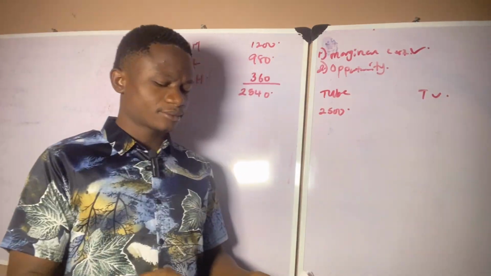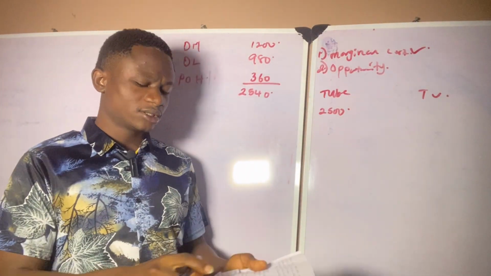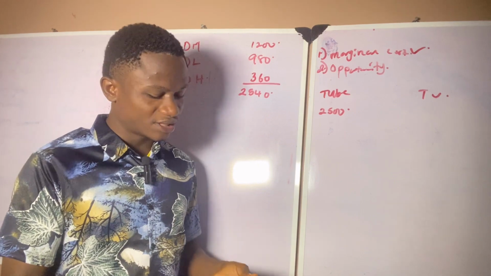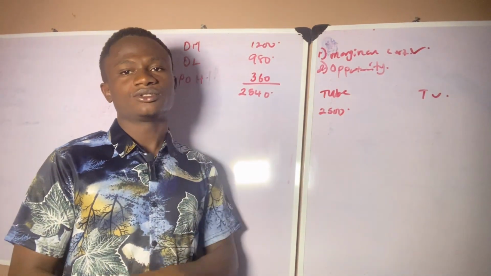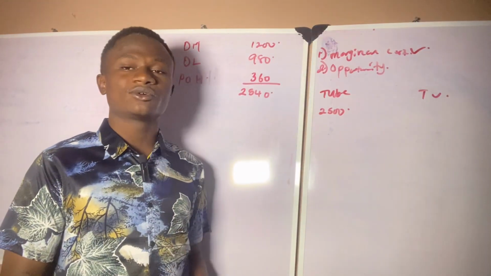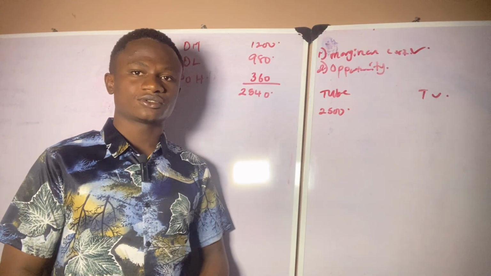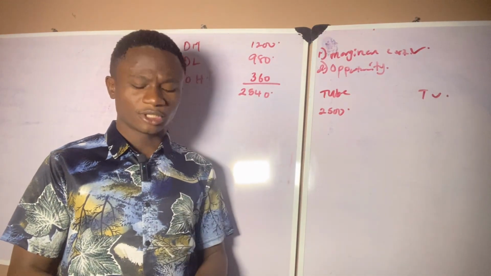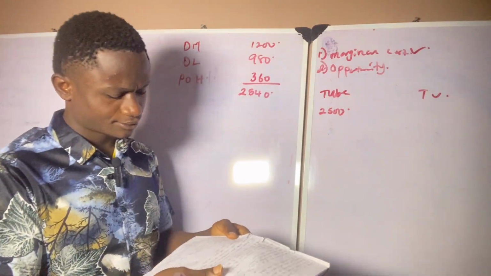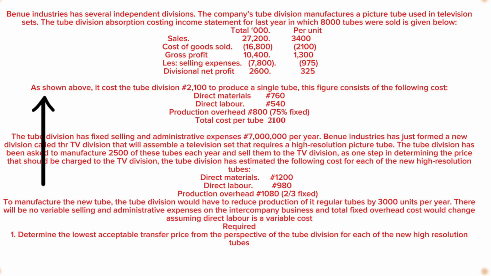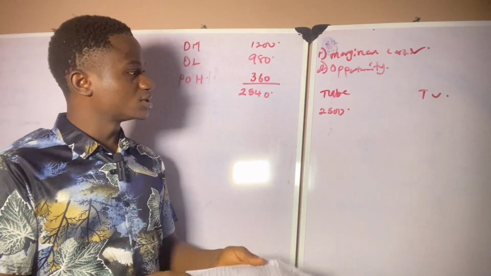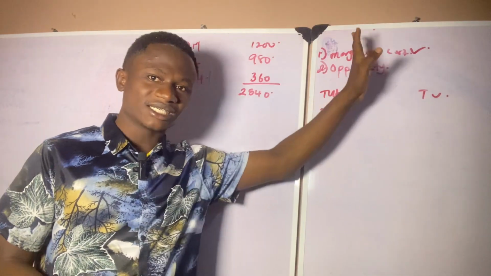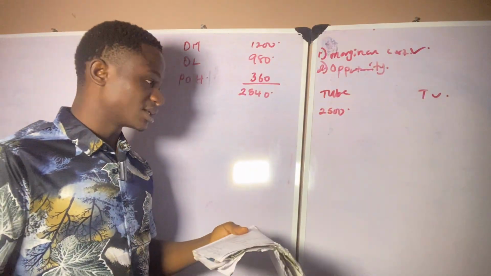So let's go. If you go back to the question, there's a particular point where they give us the estimate of producing. This division produced 8,000 units of tube, right? So they give us the breakdown of the costs of producing each tube. Let's go from the question. We're told that, as shown above, it costs the tube division 2,100 to produce a single tube. This figure consists of the following. So the cost of producing this tube that is sold to an outsider. Let's go and calculate it.